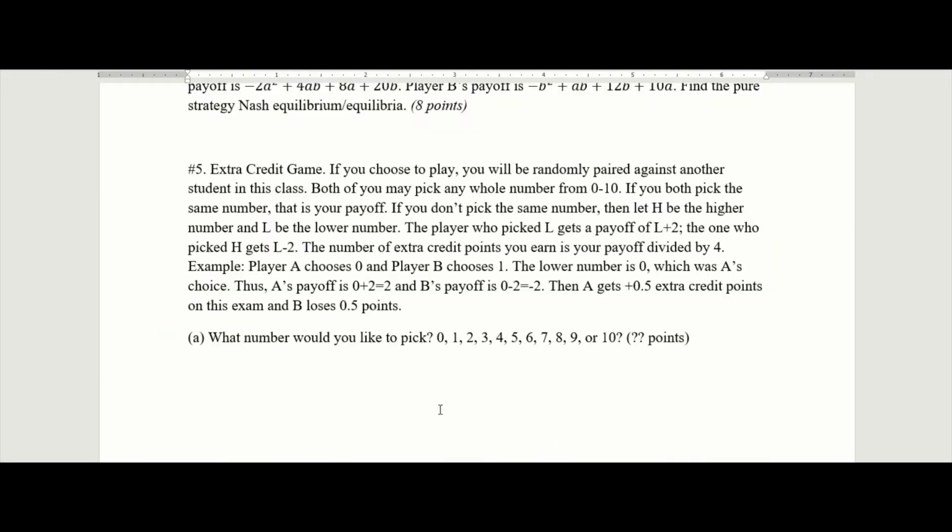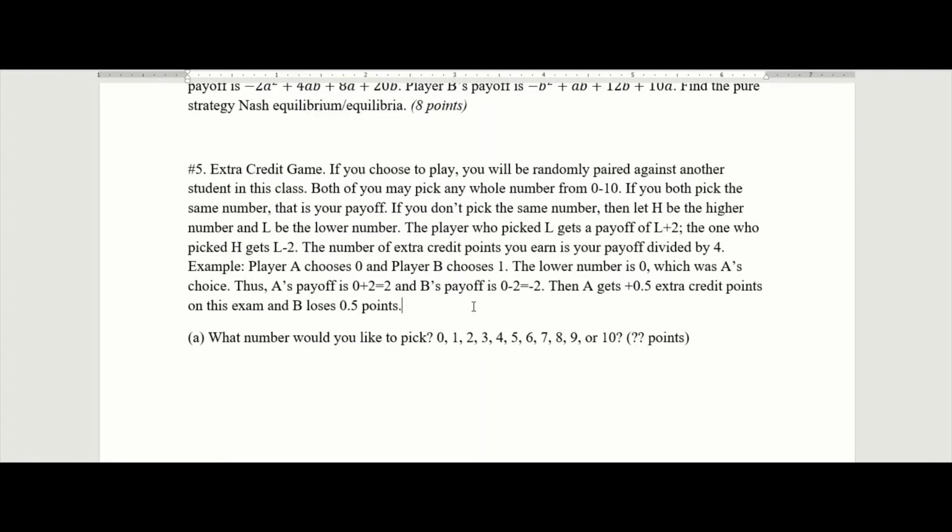If both players only care about extra credit points, then the Nash equilibrium is both players picking 0. Here's how I can see that. It's desirable to be the one with the lower number. Like in our example here, player A is getting positive 2 because they picked the lower number, and B is getting negative 2. So you always want to be the lower number. You're going to try to undercut your opponent, and they want to try to undercut you, so they keep bidding it down until both players are picking 0.